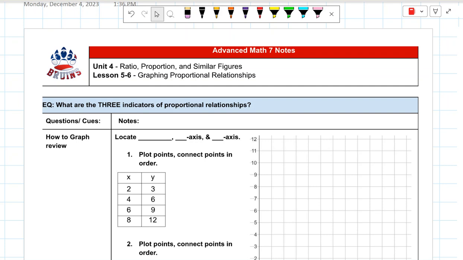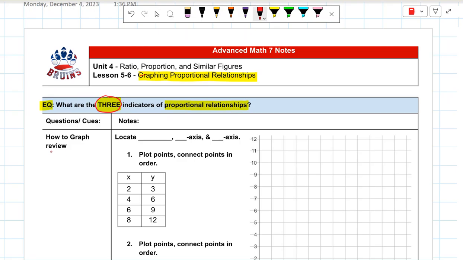Lesson 5-6. We are now talking about graphing proportional relationships. Our essential question is, what are the 3 indicators of proportional relationships? We're going to master that today, the 3 of them. So let's jump right into the lesson.